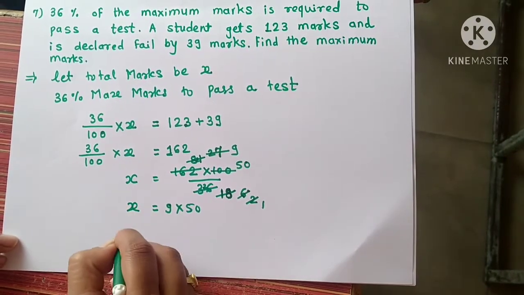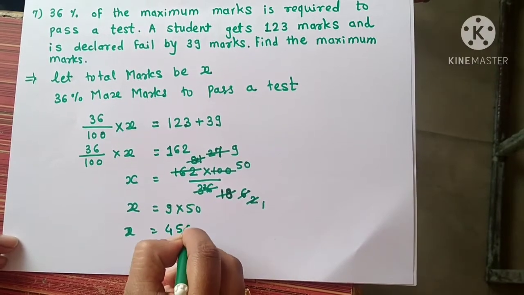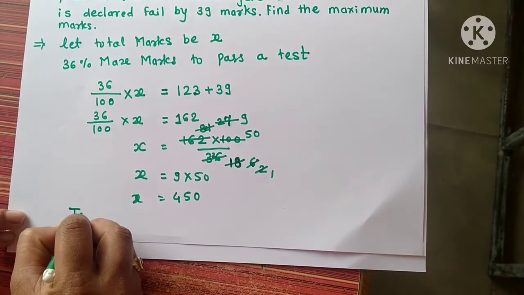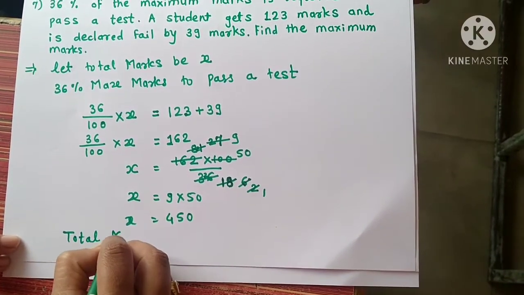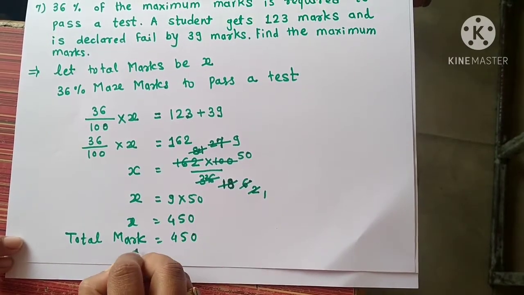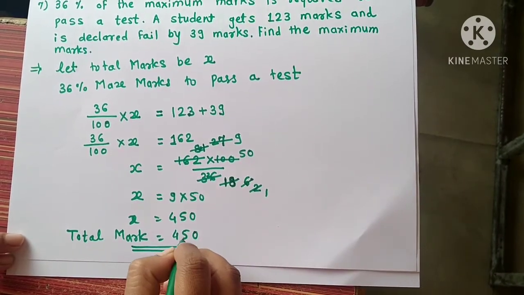So x is equal to 450. So how many marks? Total marks of examination. 450 is the maximum marks of the exam.